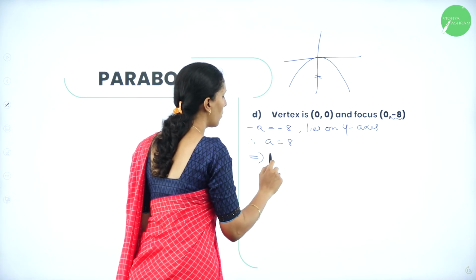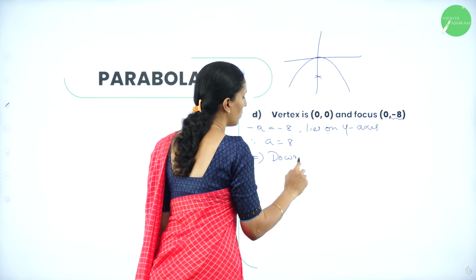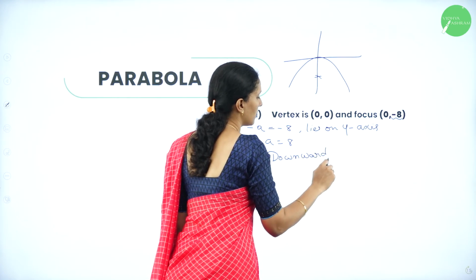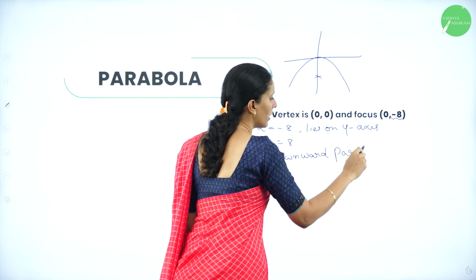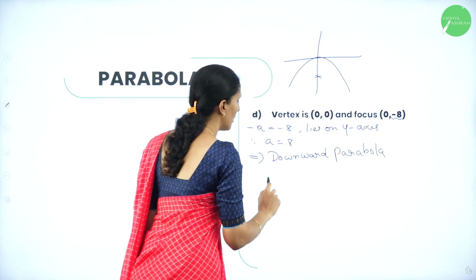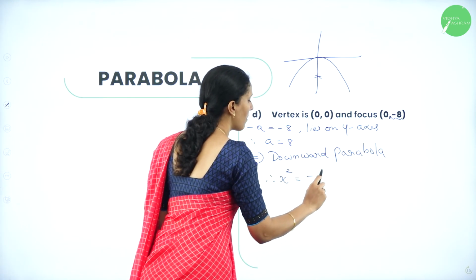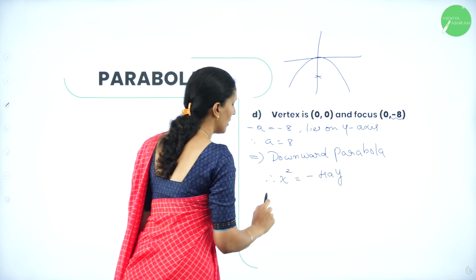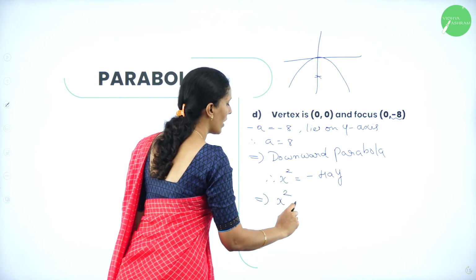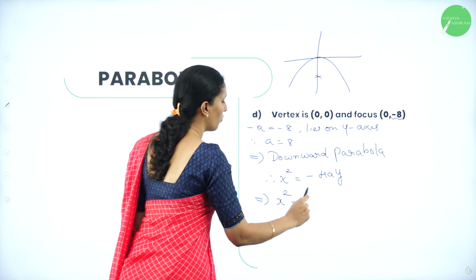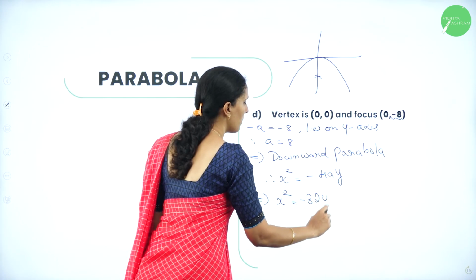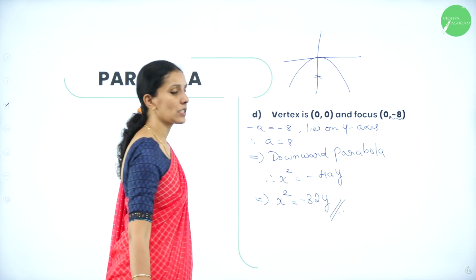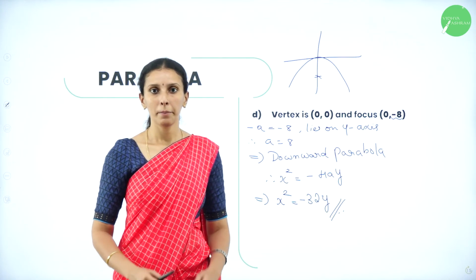So, the given parabola is a downward parabola. What is the equation of the downward parabola? It is x square is equal to minus 4ay. This implies the equation is x square is equal to, a is 8, 4 8s are 32, it is minus 32y. So, this is the equation of the given parabola.